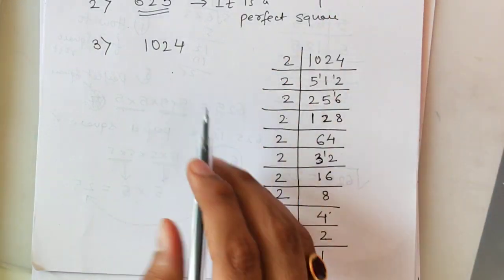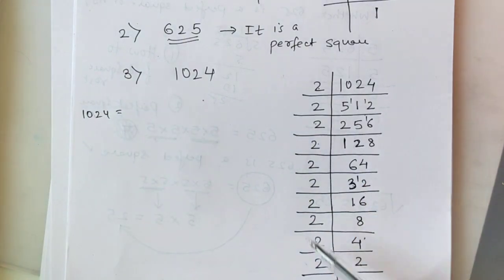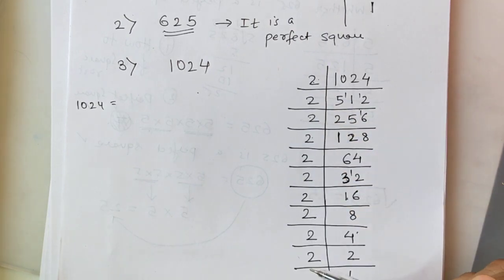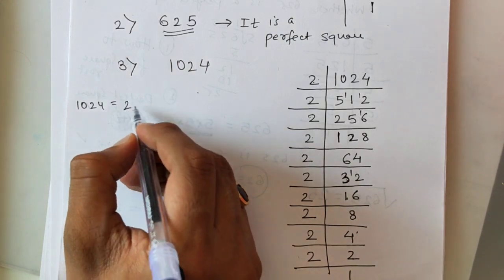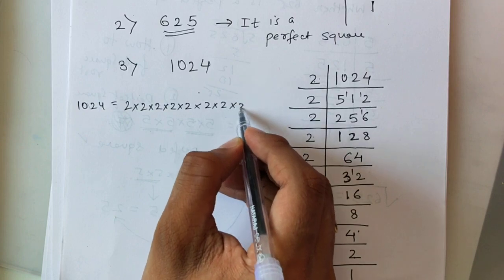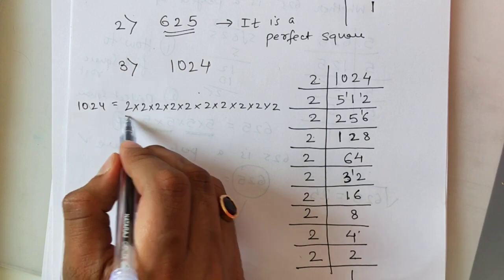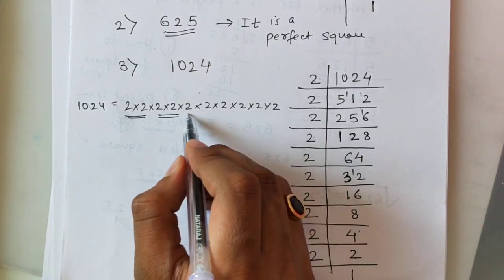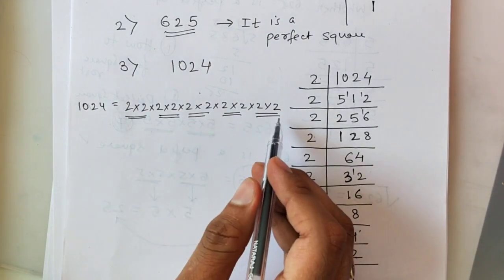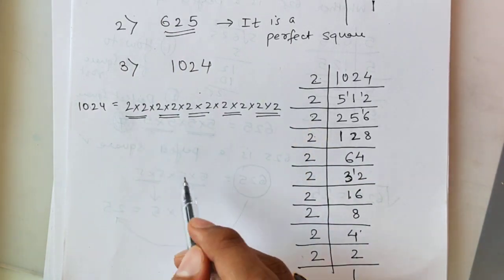Let's write all the prime factors here. So 1024 is equal to, I'll count the number of 2's. 1, 2, 3, 4, 5, 6, 7, 8, 9, 10. I got 10 2's. So I'll write here. Now I'll make pairs. So first 2 are making a pair, next 2, 5th, 6th, 7th, 8th, and 9th, 10th. So all the numbers are making pairs. You see there are 10 numbers and there are 5 pairs. Because all of them are 2, they are easily making pairs.